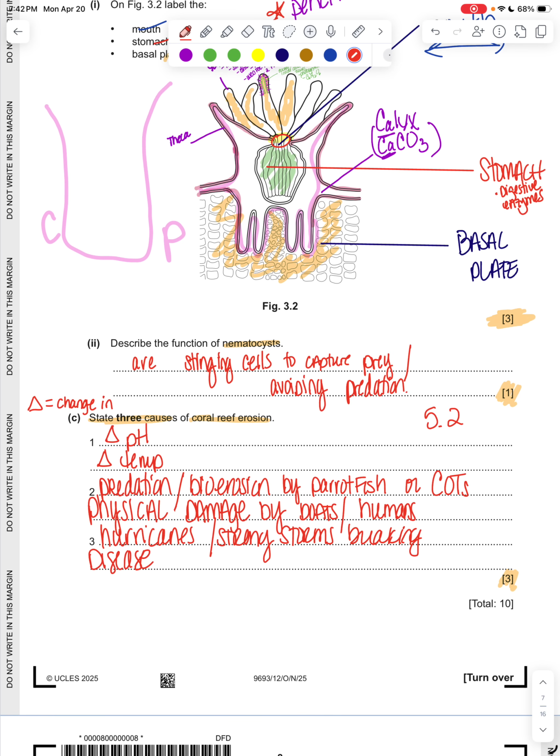If you're going to talk about pollution, pollution might be too vague. In fact, the mark scheme says to give a named pollution. So we could say sewage runoff. Not just sewage, that'd be weird, but how is it getting there? Sewage runoff. Could say fertilizer runoff. Those cause algal blooms.